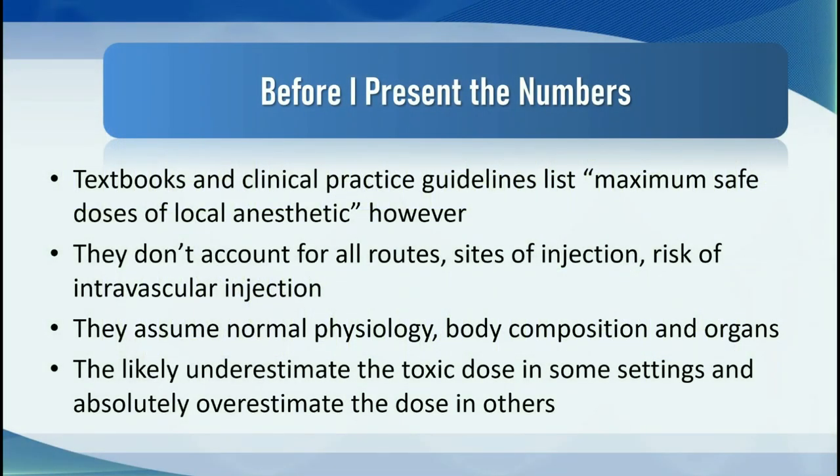I approached this topic with some trepidation for a number of reasons. I'm going to give you the numbers that you must know for exams, you must know for clinical practice, but there are problems with this approach. Textbooks and clinical practice guidelines list the maximum safe doses of local anesthetic. However, they don't account for all the routes, all the sites of injection, and the risk of intravascular injection. They assume normal physiology, normal body composition, and normal organs. They likely underestimate the toxic dose in some settings and absolutely overestimate the dose in others.